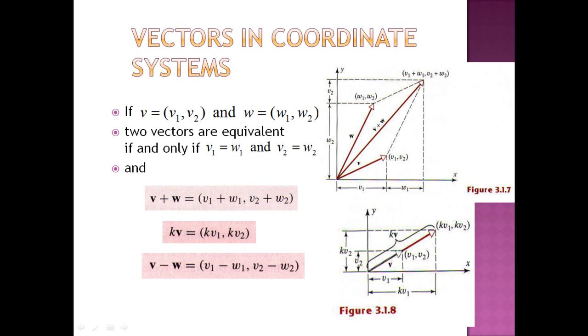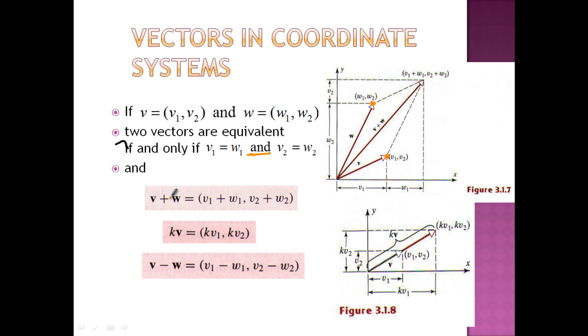So if v equals v1, v2, which means v1 will be your x, v2 will be your y, and w equals w1, w2, two vectors are equivalent if and only if v1 equals w1 and v2 equals w2. We can see in this case that they are not equal vectors. So if we're going to add these two vectors, vector v, remember bold things are vectors. So these are actually vectors.